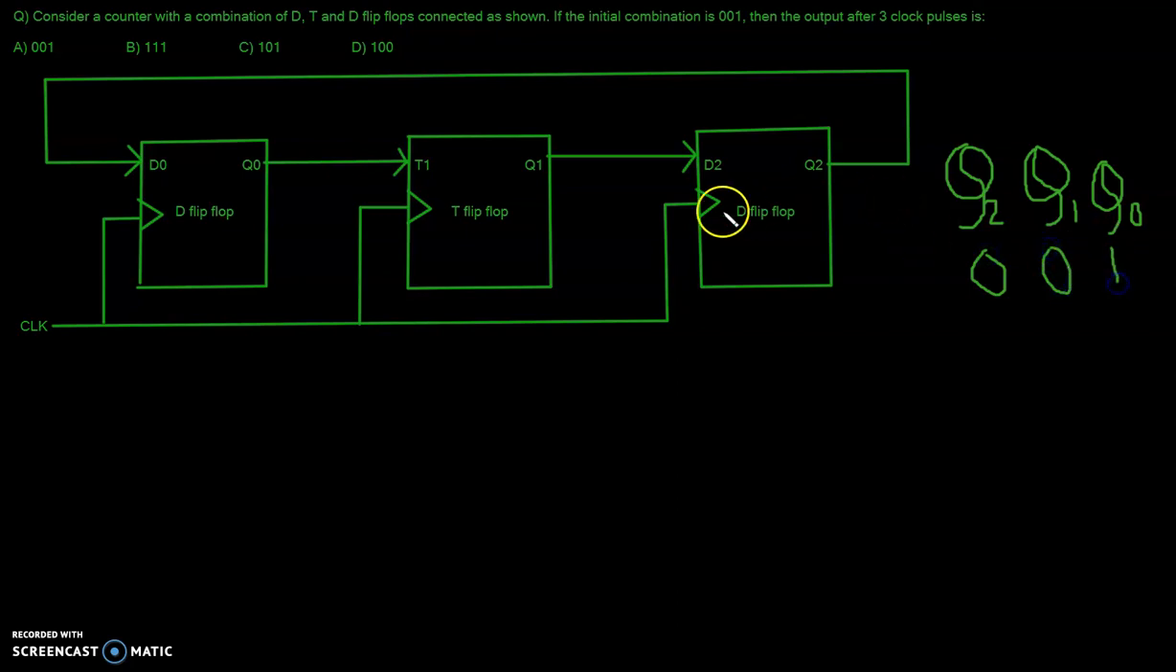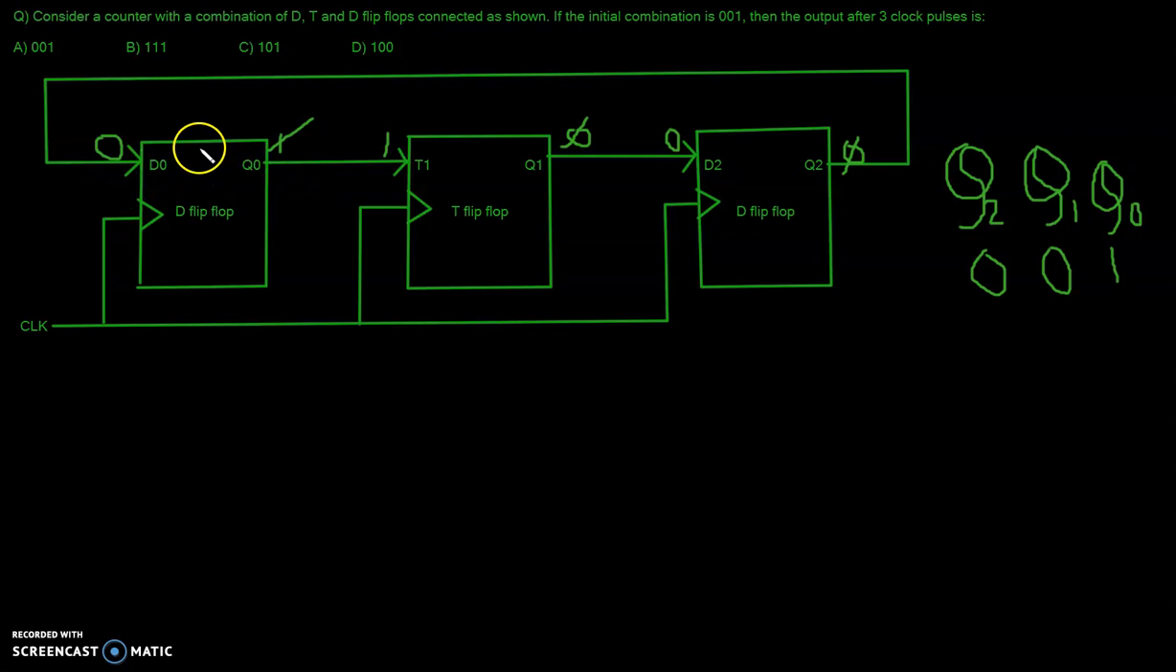So Q2, Q1, Q0 is 0, 0, 1. Let me write that down here. In these types of questions, we have to see the input to the flip-flop. So 0 will come here, and let us cancel this to avoid confusion. Similarly, let us write 1 here and 0 here as the input to our flip-flops.